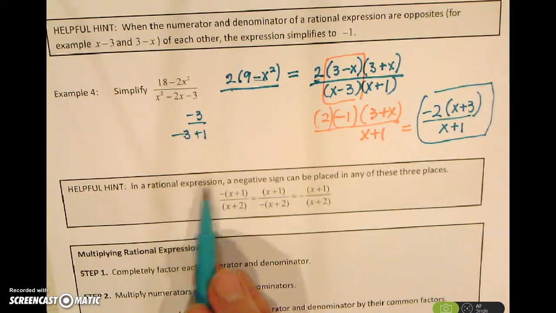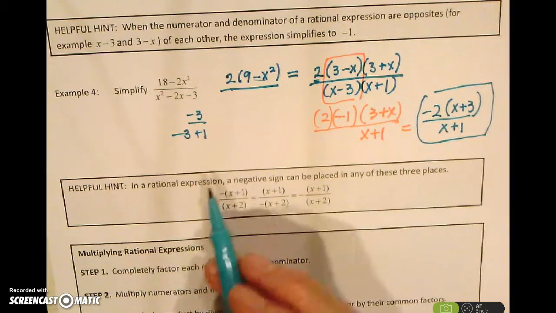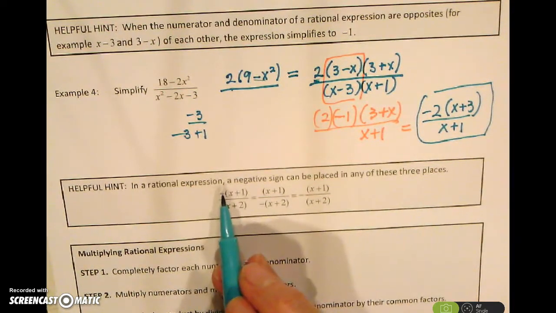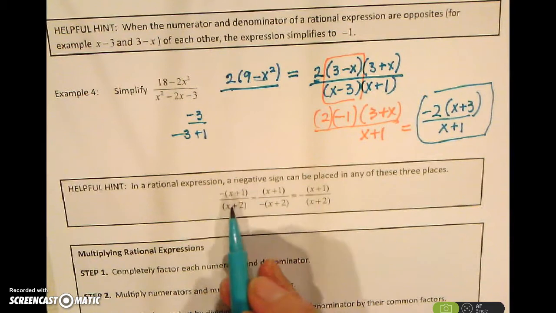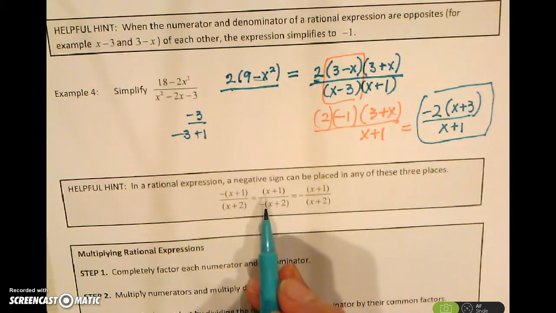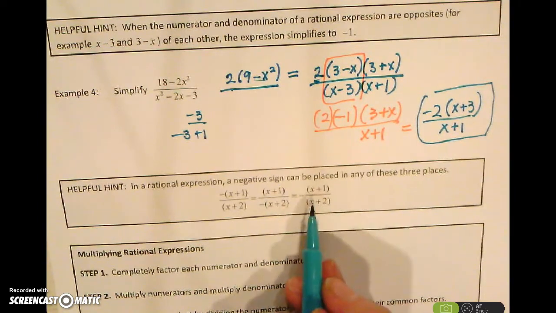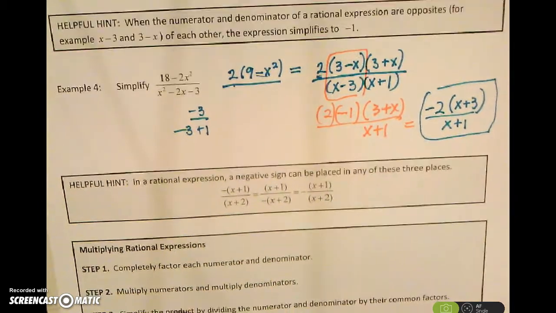In a rational expression, a negative sign can be placed in any of these 3 places. As I did it, you could place it in the numerator, or I could place that negative in the same problem in the denominator, or I can place it out front, in the middle, in the front of it, just in general. It does not matter where it's placed.